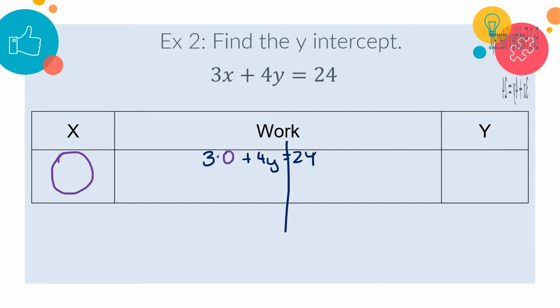See how I just filled in a single 0? Let's solve. Well, 3 times 0 is 0. I've got 4y equals 24. Instead of times 4, let's divide by 4. And y equals 6. y equals 6. So what we do is, this is just like our other tables, right? We have this point 0, 6 if we're going to write it out.